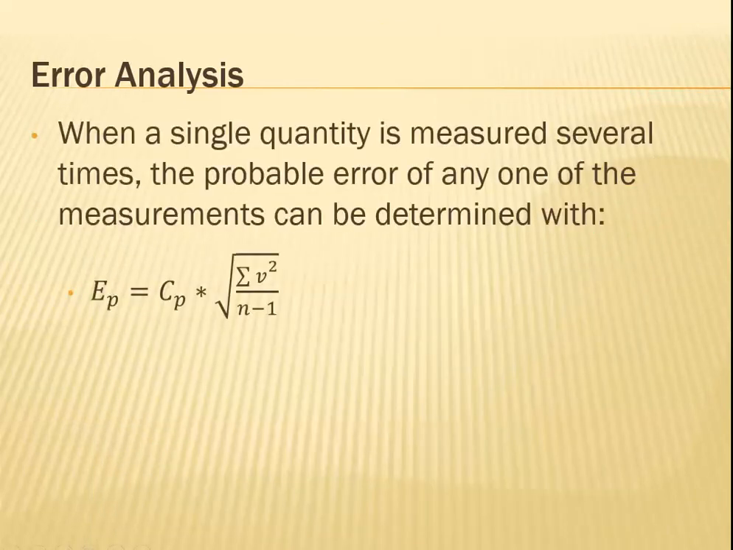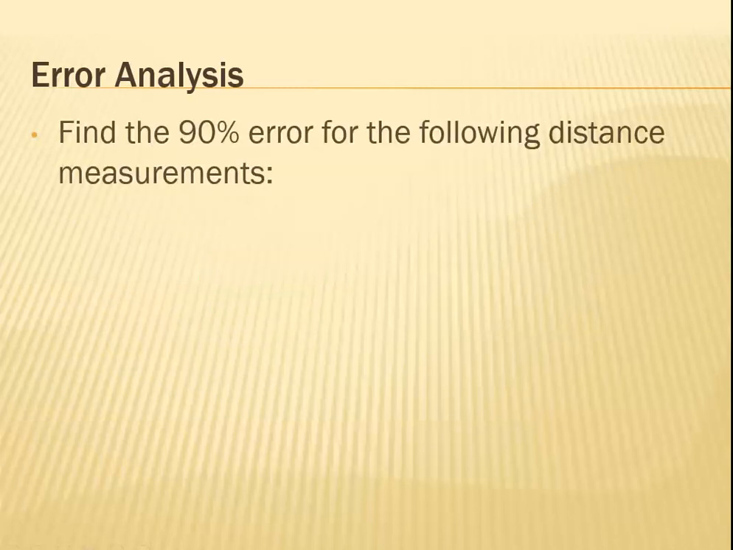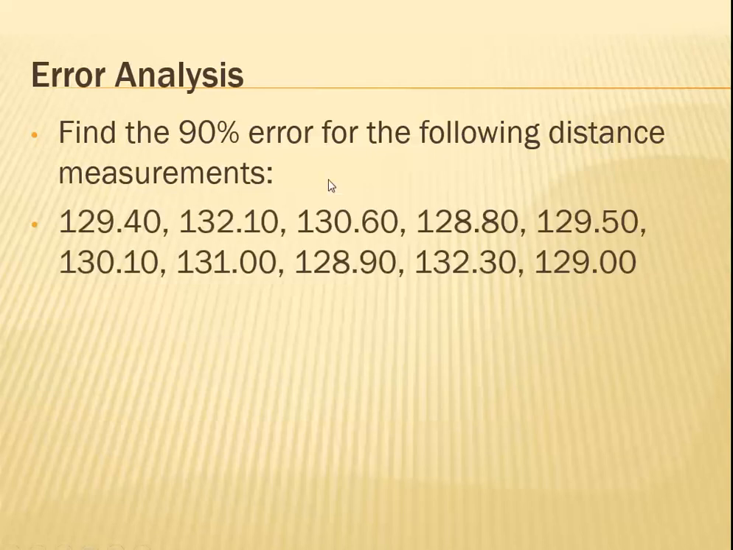All right, so let's do an example. This is the same equation, only remember that this is the equation for sigma, so it's just a fully written out one. When a single quantity is measured several times, the probable error of any one of the measurements can be determined with that formula. Let's do an example. We're going to find the 90% error for the following distance measurements. So let's say that you went out and measured the same thing 10 times, and you came up with these numbers right here. So how do I know the 90% error?